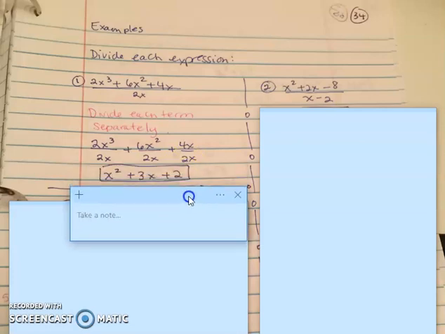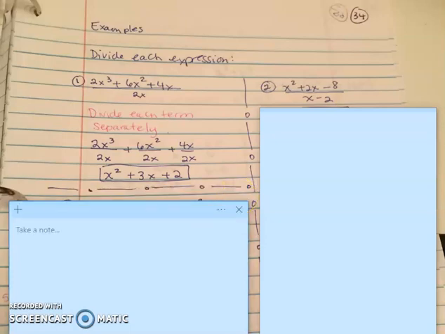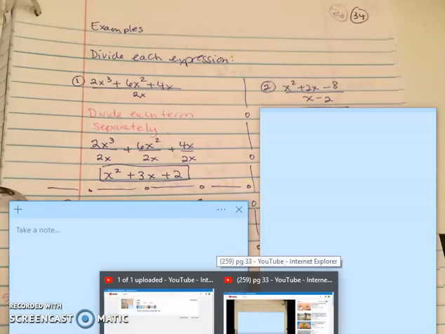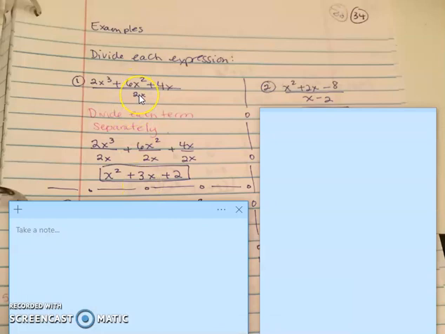So this makes it a lot faster and a lot easier. So we've got x squared plus 3x plus 2 when we do that. And that is our final answer. We could certainly check our answer by taking 2x, the divisor, and multiplying it by the quotient, x squared plus 3x plus 2. When you distribute that, you'll get back the original problem. So you know you've got it right.